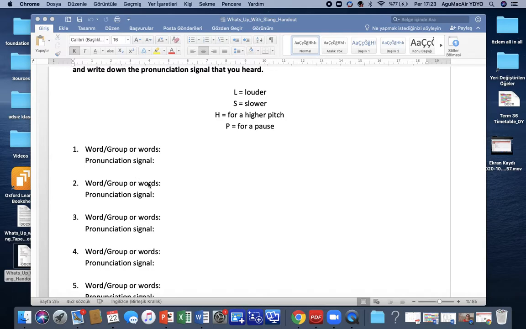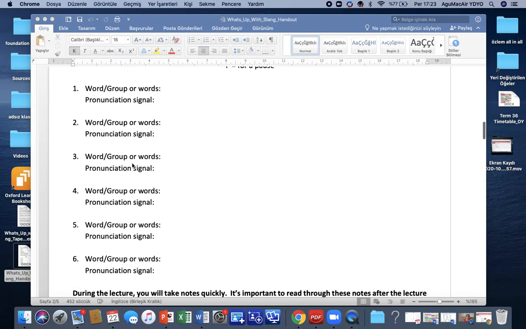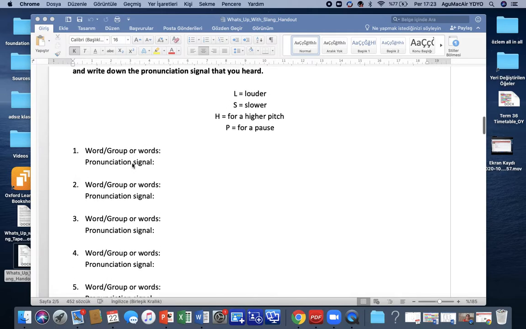And here the second one. So we have 6 in total, and you're going to write a pronunciation signal for each of the word group or words. So what are you going to write next to these? One of them, right?